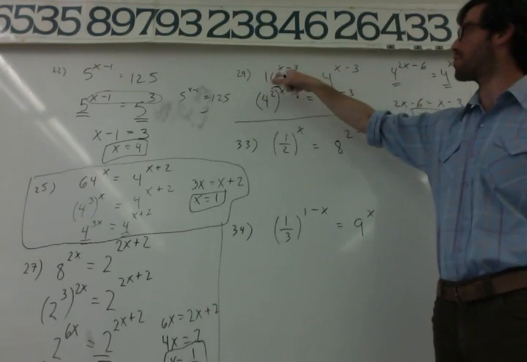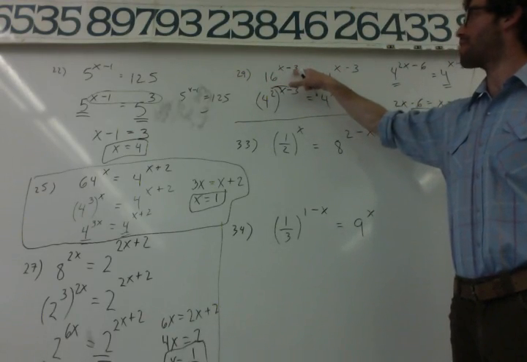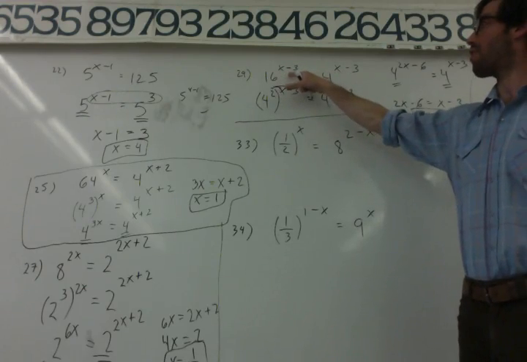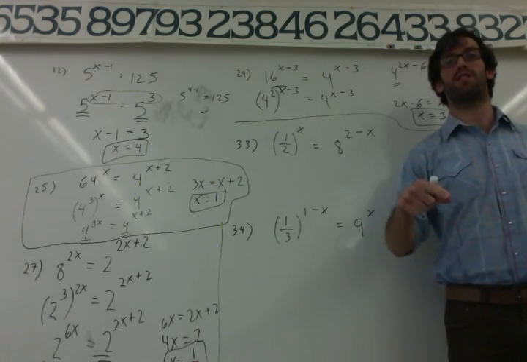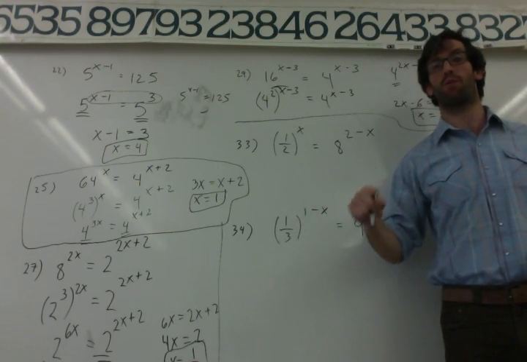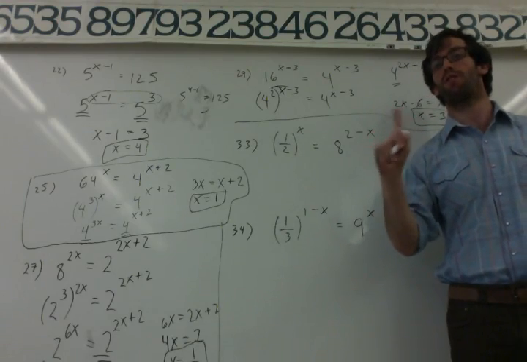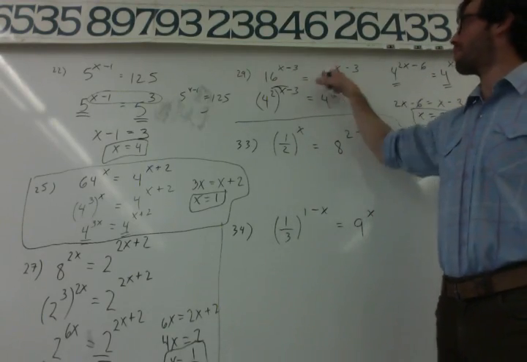And we can plug that in just to check. 16 to the 3 minus 3. 16 to the 0 equals 4 to the 3 minus 3. 16 to the 0 equals 4 to the 0. That's true, because they're both equal to 1, right? Anything to the 0 power is 1. So we plug this in, we get 1 equals 1. That's true.